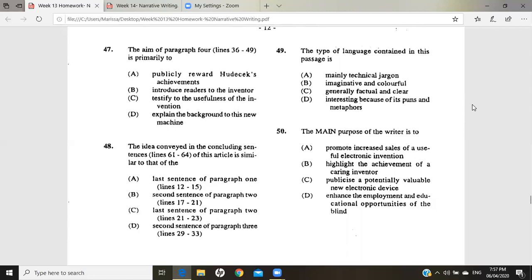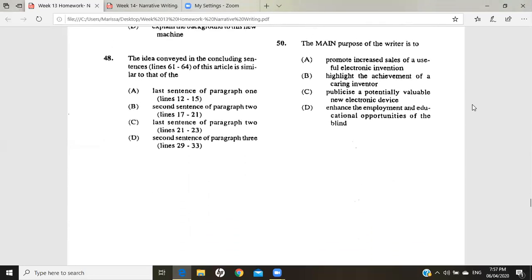D. Do you think it's D? I think it's C, miss. Not C, B. B, to highlight the achievement of a caring inventor. Because remember, his main thing was talking about Hidosek and how Hidosek took the time to invent this, and you know how he was passionate about it. So the best option was B.